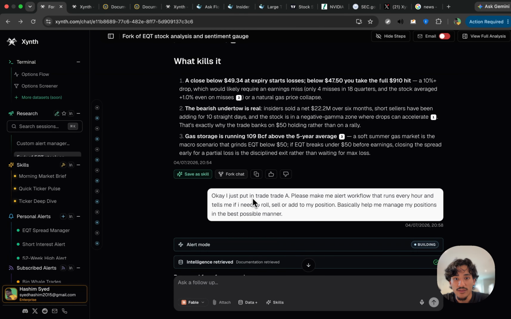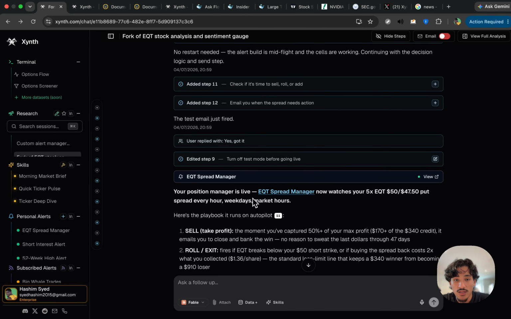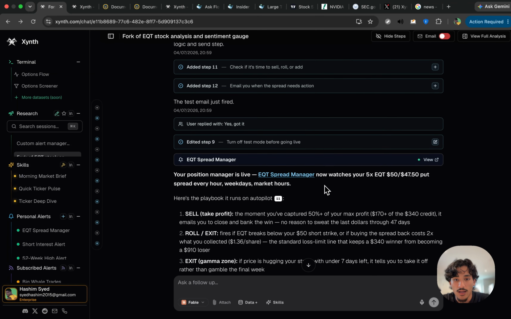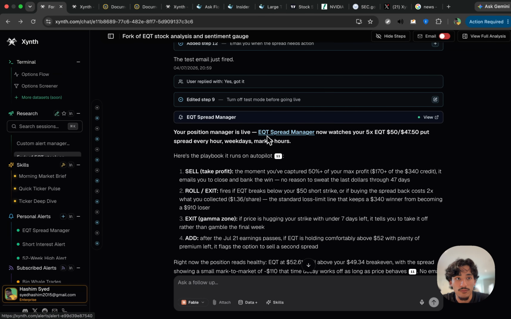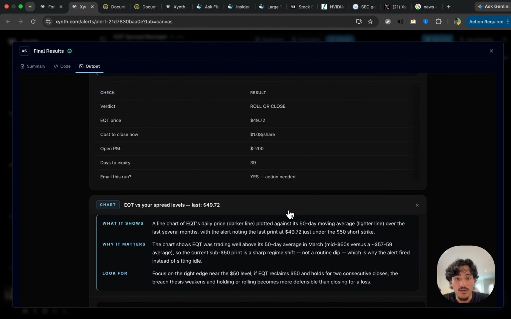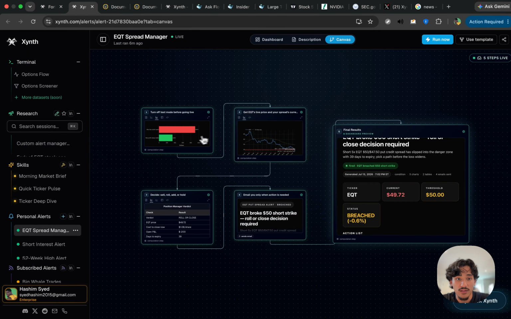And the user basically ends up taking this trade and tells Xynth to make a workflow for him that constantly monitors his position and tells him whether or not he needs to roll, sell, or add to his position. And we can click into his alert workflow right here, and we'll see that this is the dashboard that he gets emailed every single time a change of position is needed. And this is the workflow that's constantly running in the cloud.